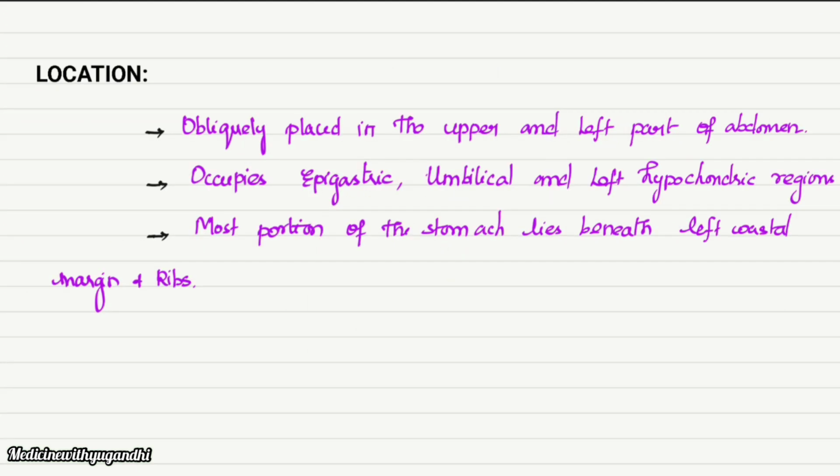So once again I am repeating the location. See, the stomach is obliquely placed in the abdomen and that too in the upper and left part of the abdomen. Then it occupies 3 regions, namely the epigastric region, umbilical region and left hypochondriac region. Then most of the portion of the stomach lies beneath the left costal margin and the ribs. Coming to the next topic, that is the shape and position of the stomach.